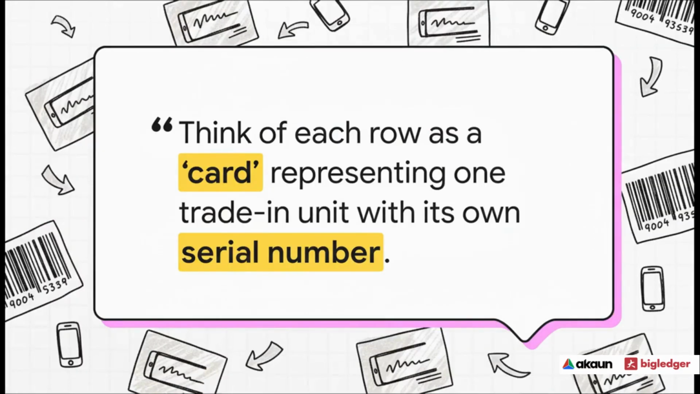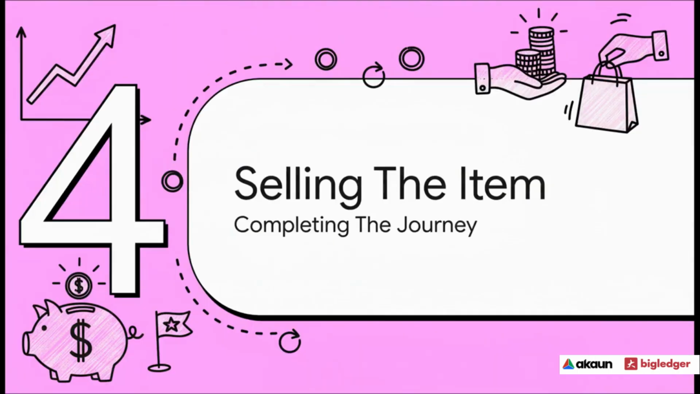A really great way to picture this is that each row you see in the applet is kind of like a digital index card. It represents one single physical item, and it holds all the specific details for that one phone, keeping it totally separate from all the others, even though they share the same master code. Okay, so we've got the item, we know where to find it. Now for the part we all care about, actually making a profit.